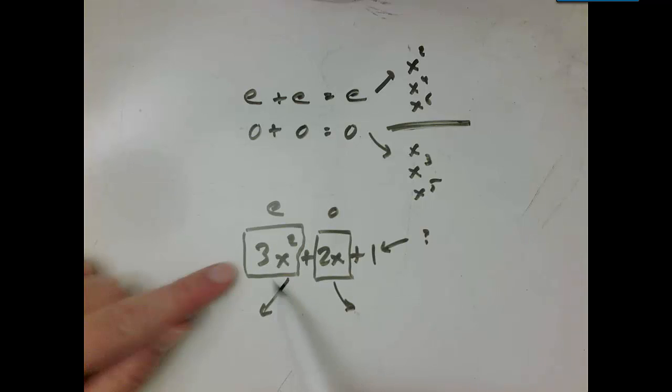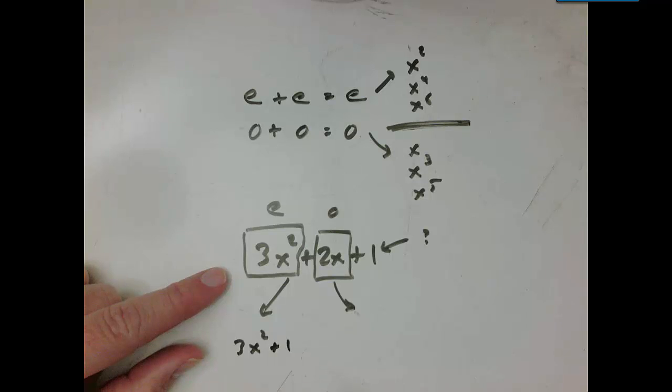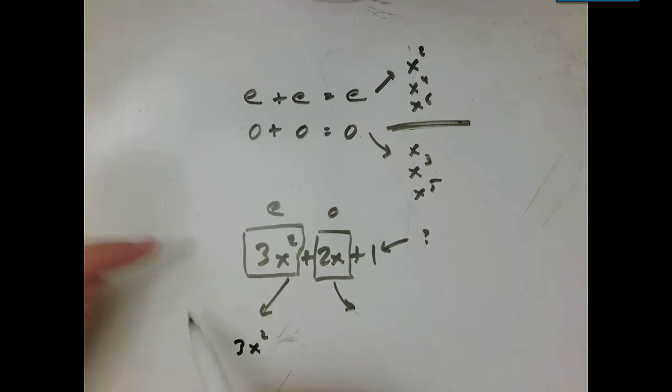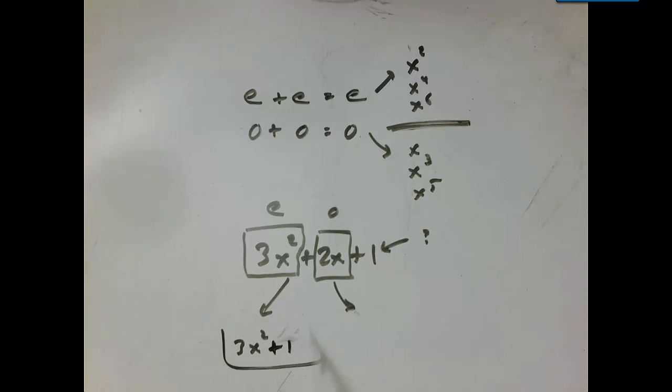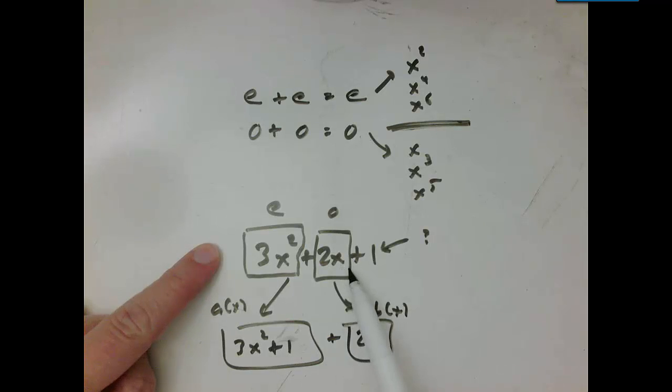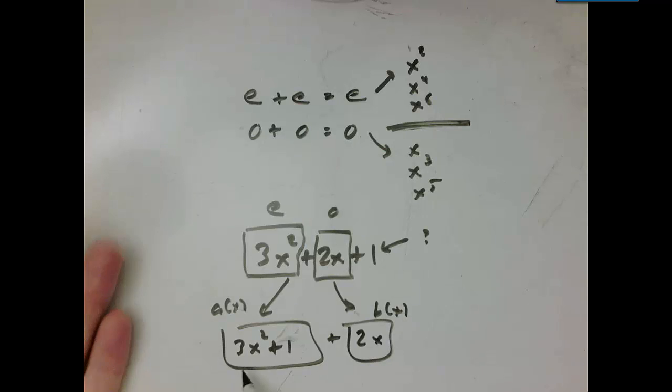Would 3x squared still be even if I added 1 to it? Seems like the answer is yeah, because if I have a parabola and I shift it up by 1, it's still got that reflectional symmetry, which means it's still even. So this is still an even function. That could be our a of x. And then this is our odd function. That could be our b of x. So here I see a of x plus b of x gives me my original, and one of them is even and one of them is odd.